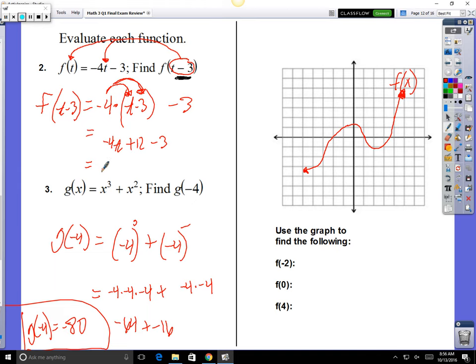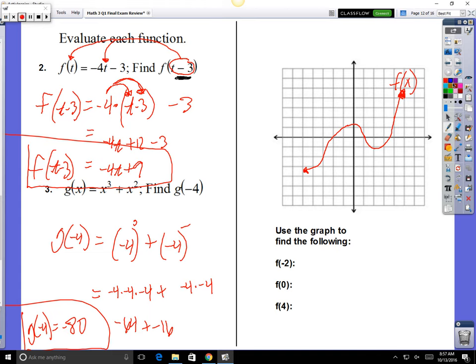And then we've got a negative 4t, and 12 minus 3 is 9. So when you plug into f a t minus 3, this is what you get out: a negative 4t plus 9.